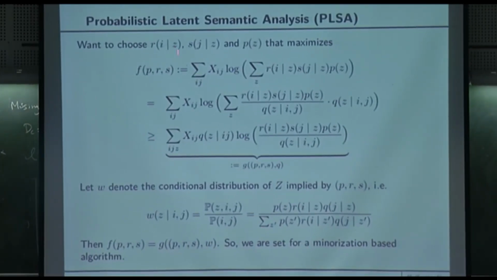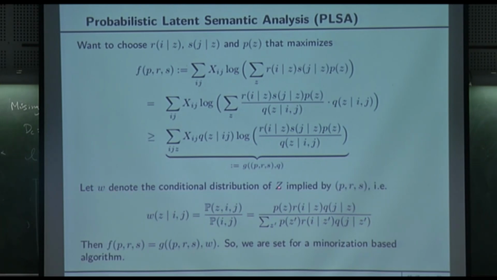You choose RIZ, SJZ and PZ that maximizes this quantity. So RIZ is basically the distribution of I given Z, SJZ is basically this quantity, probability of V equals J given Z, and PZ is the last part. I want to maximize this Xij log sum over Z, RIZ, SJZ, PZ. Multiply and divide by some arbitrary distribution Q given I and J. Pull out what is going to happen, and now you have P, R, S and Q. You have one extra variable. Here you only have the variables P, R and S. Here you have P, R, S and Q.